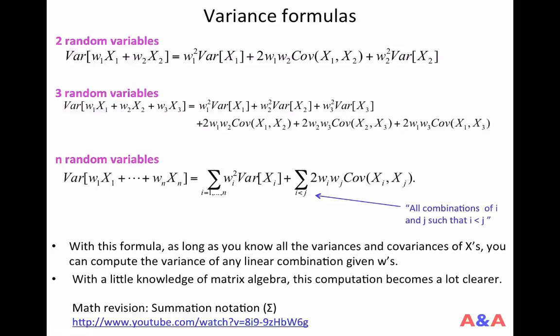I don't necessarily think that you have to remember the last formula, but the most important point of these variance formulas is that as long as you know all the risk information about individual random variables, that is, as long as you know all the variances and covariances of individual random variables, you can compute the variance of any linear combination of those random variables. Okay? That's the important point of these variance formulas.